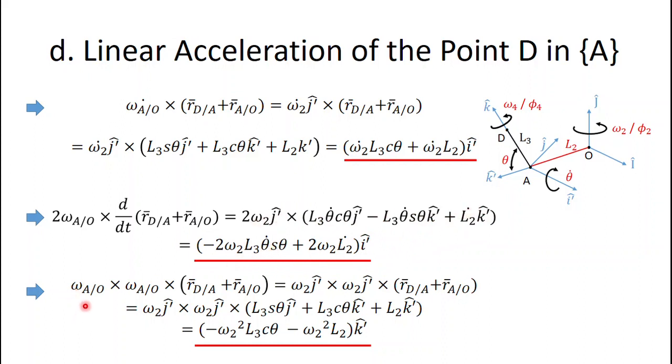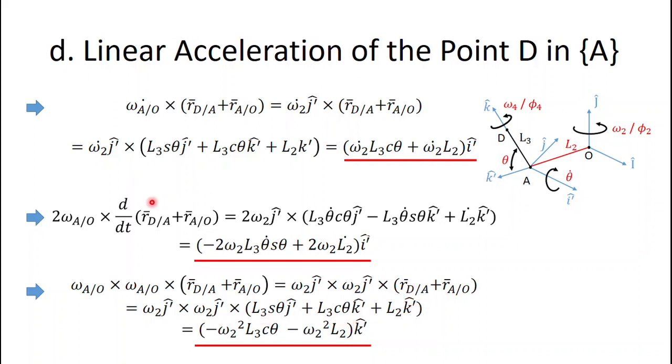We end up with J prime cross K prime, which is I, and the signs are as we expect them to be. The last term is omega AO cross R d and A plus R A and O. Something important to note here is that we perform this cross product from the right side towards the left. If we take the cross product of omega A and O with itself, we would end up with a 0 vector. That is why we don't want to proceed from the left direction. We want to go from the right direction. So this is omega 2 J prime cross R d and A plus R A and O.